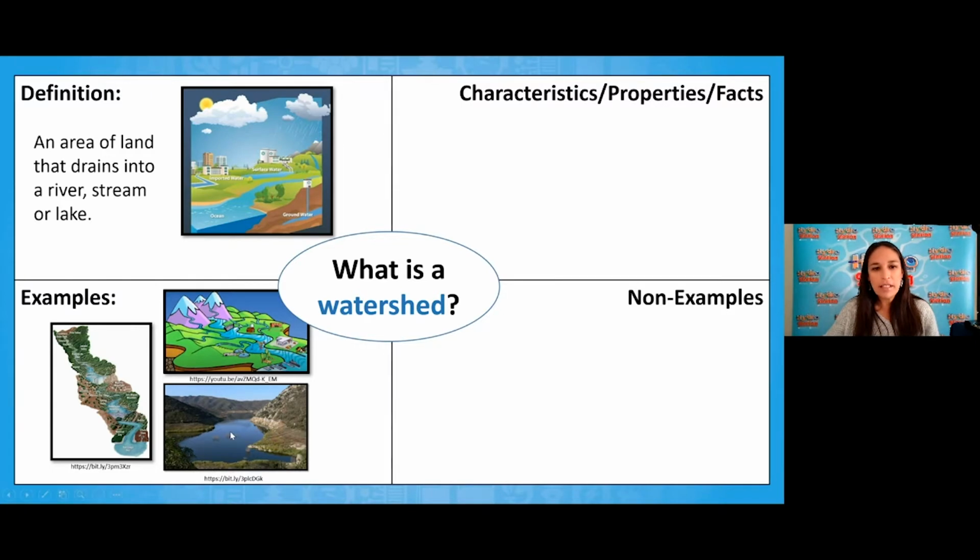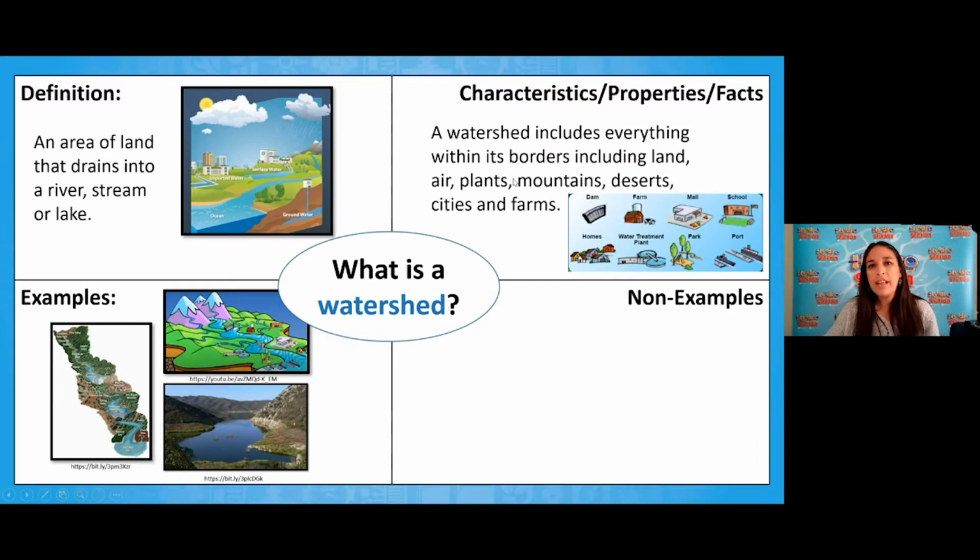And finally, if you're looking out, maybe when you're driving around at your car window or looking out to the mountains or just looking around your area, we heard that we all live in a watershed. So you can also just look out and know, hey, that's part of the watershed. Now, some more characteristics about watersheds that they mention: a watershed includes everything within its borders, including the land, the air, the plants, the mountains, deserts, cities, and farms. So everything on that land is included within that watershed.